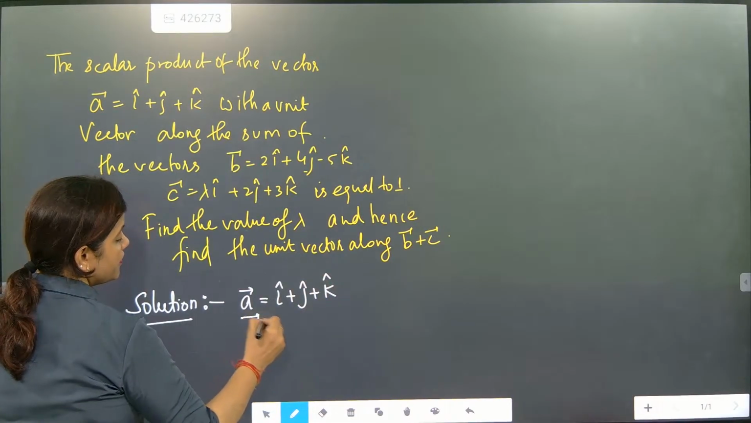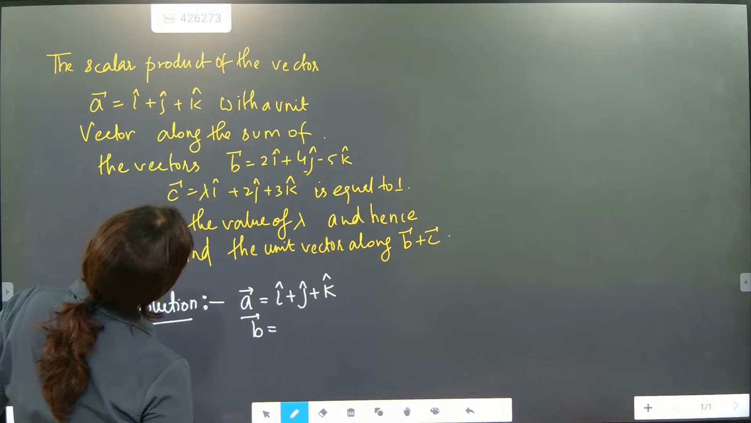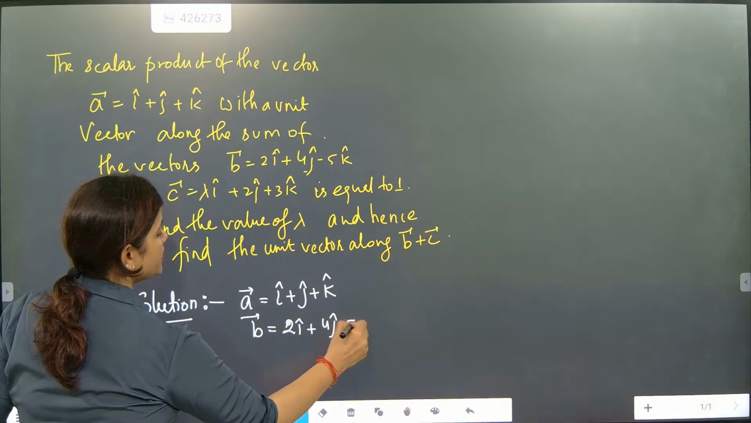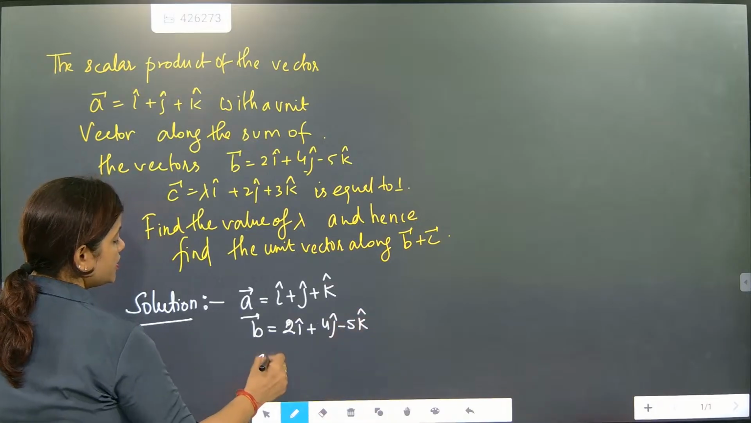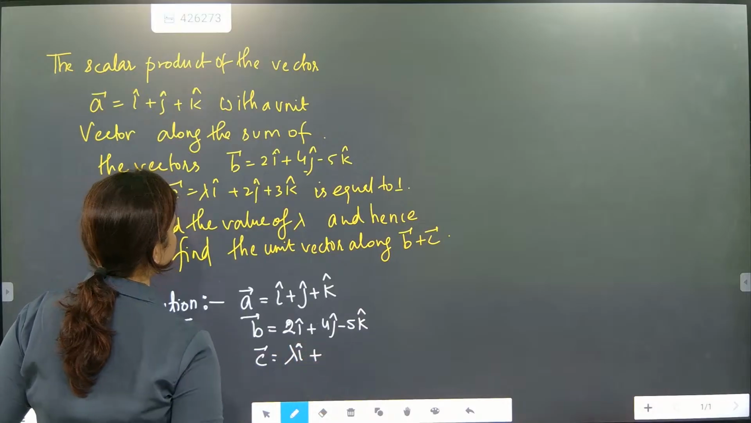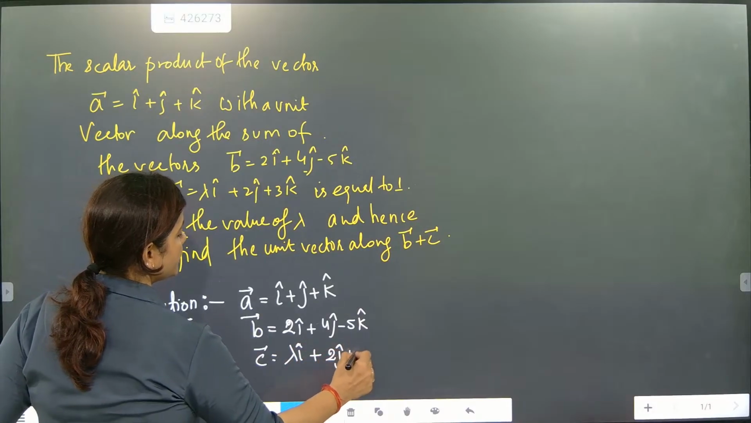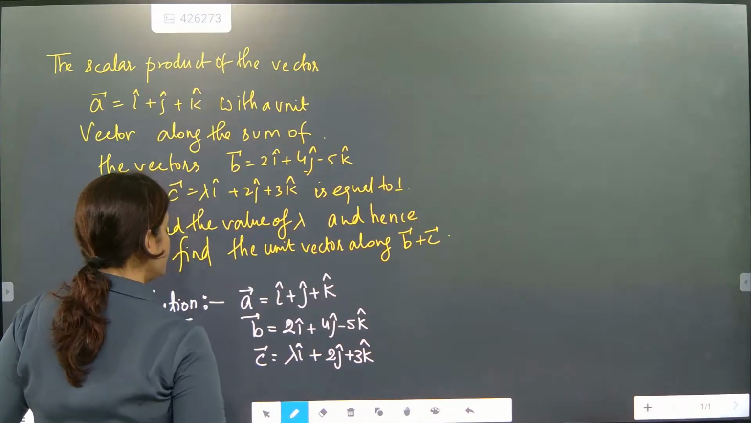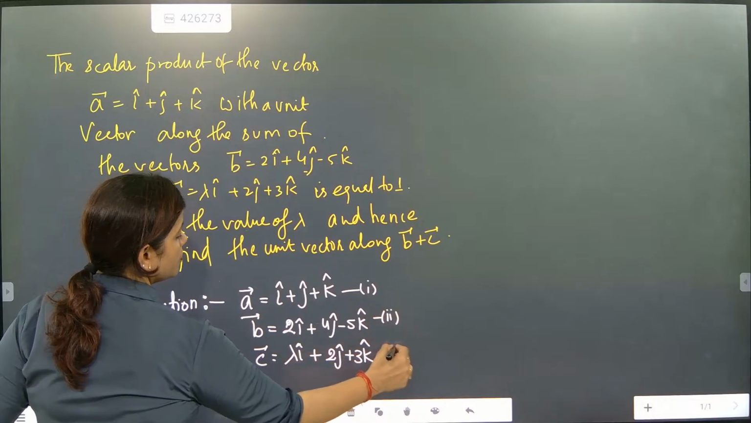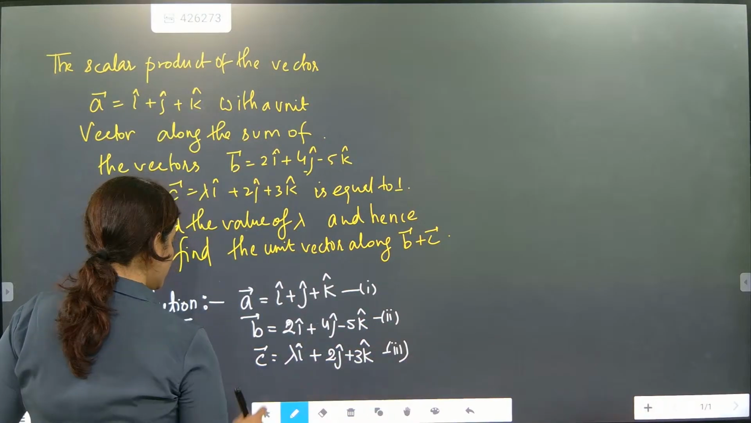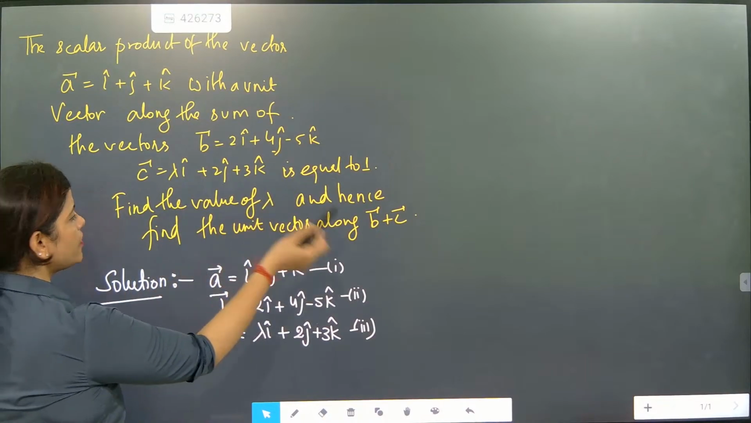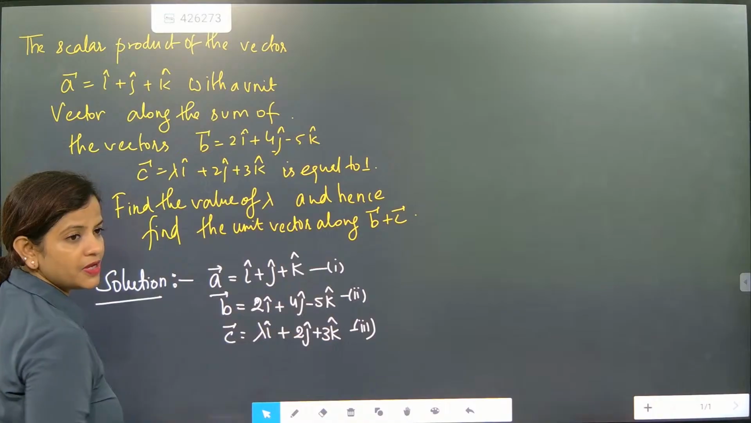Now what is b vector given to you? B vector is given as 2i cap plus 4j cap minus 5k cap. Now what is c vector? C vector is lambda i vector plus 2j vector plus 3k vector. So these three things are given to you. After that, they are telling us to find the value and hence find the unit vector along b vector plus c vector.